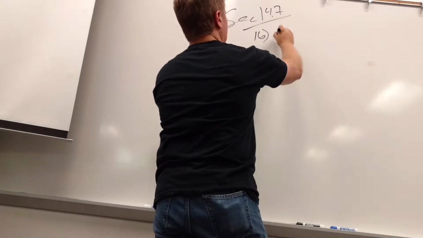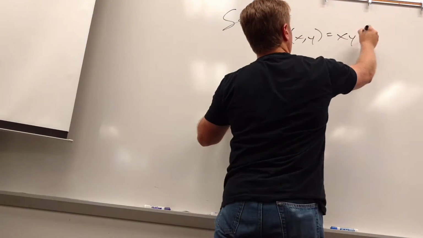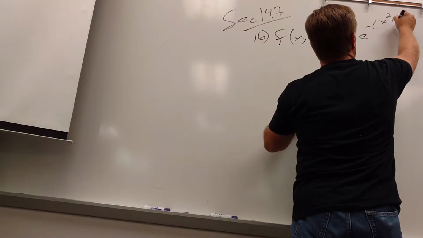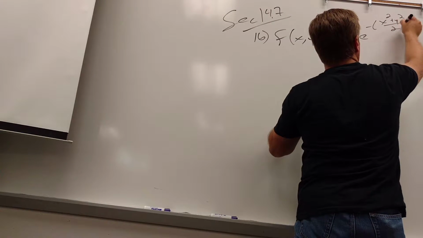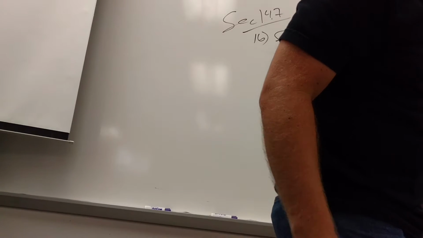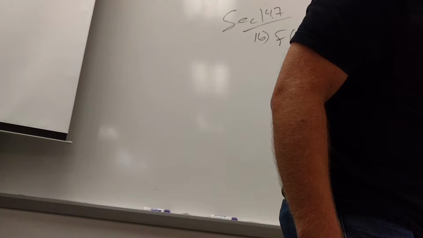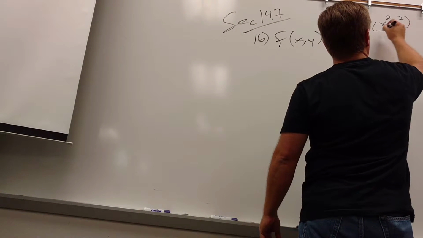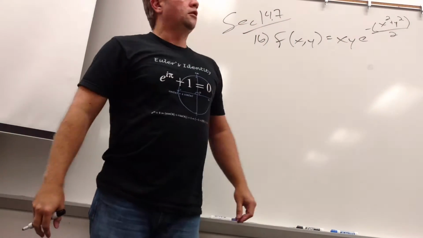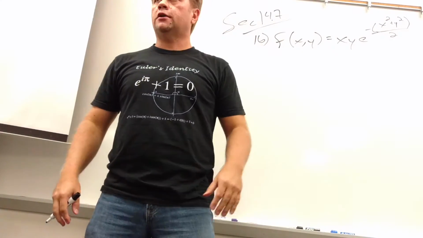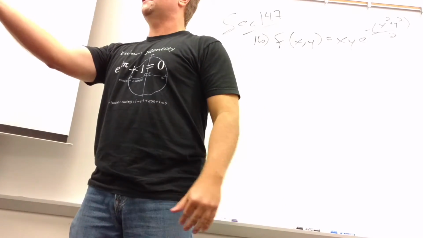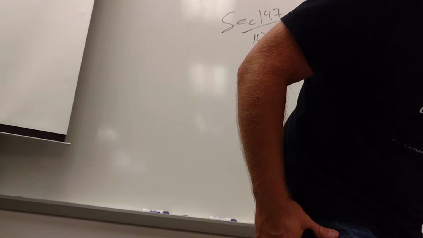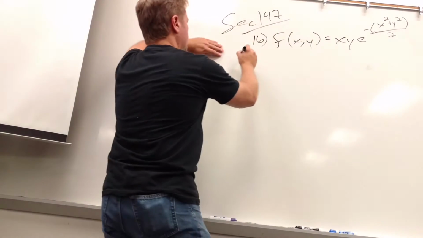So they give you this here. It doesn't matter, but you can just make them the same as theirs. Okay, so x, y, e to all that stuff up there. And they say find the max and min, or identify if it's a saddle point, find the critical points. So how do I find the critical points?